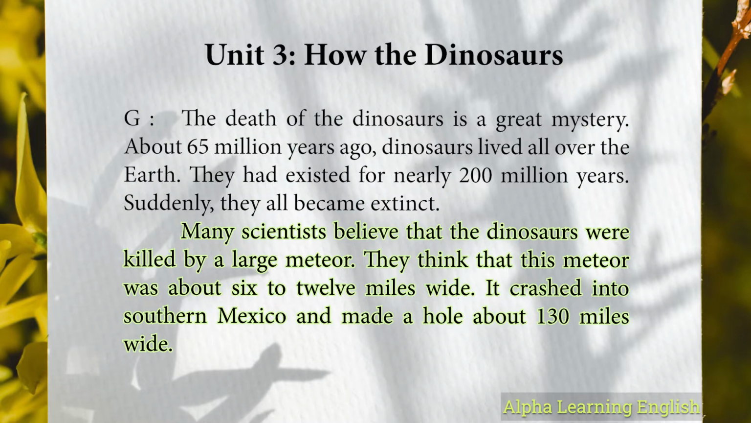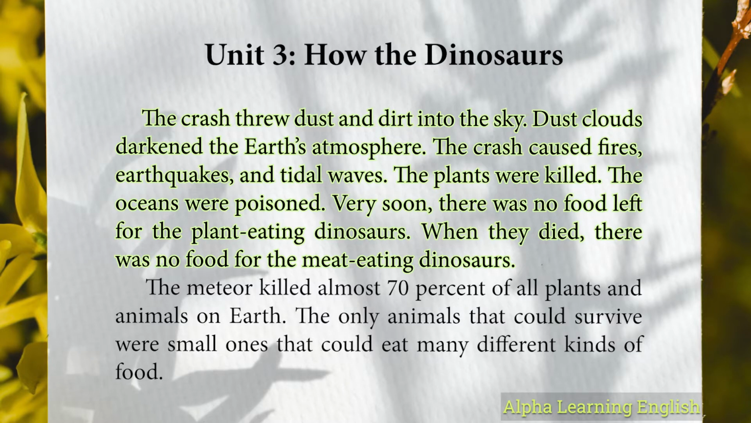Many scientists believe that the dinosaurs were killed by a large meteor. They think that this meteor was about 6 to 12 miles wide. It crashed into southern Mexico and made a hole about 130 miles wide. The crash threw dust and dirt into the sky. Dust clouds darkened the Earth's atmosphere. The crash caused fires, earthquakes, and tidal waves.